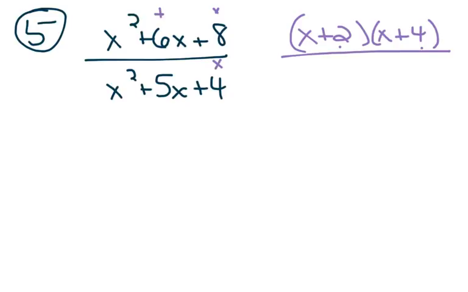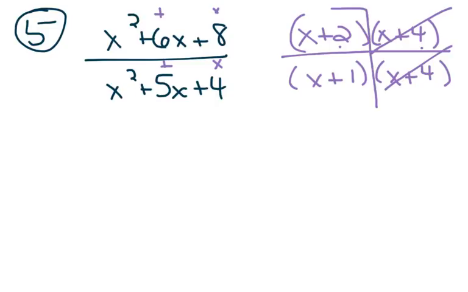The two numbers that multiply to give you 4, but when you add them you get 5, are 1 and 4. Well, now that it's in factored form, if I have a common factor in the numerator and denominator, they cancel, and I'm left with x plus 2 over x plus 1.